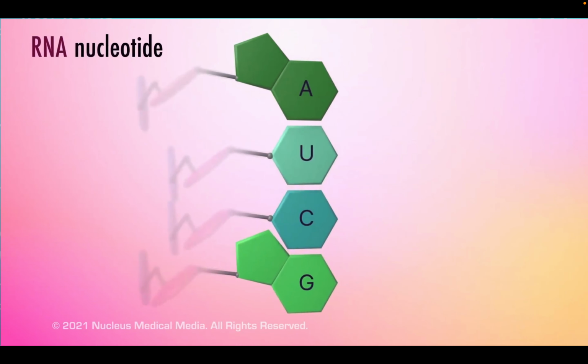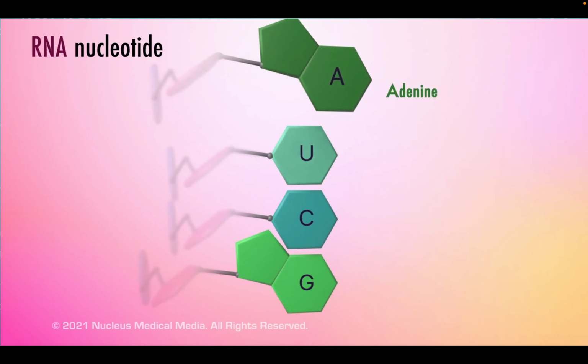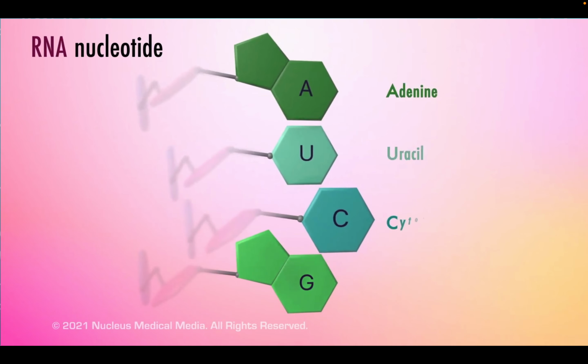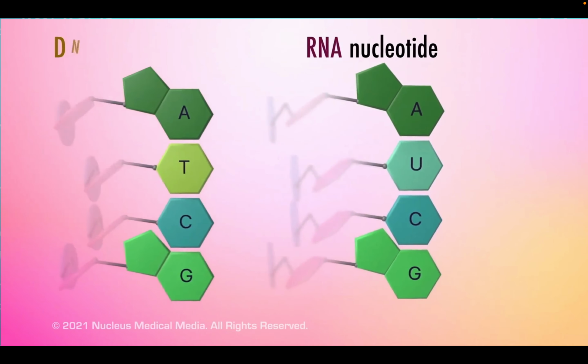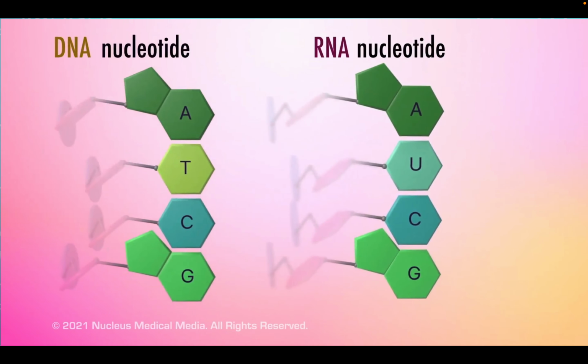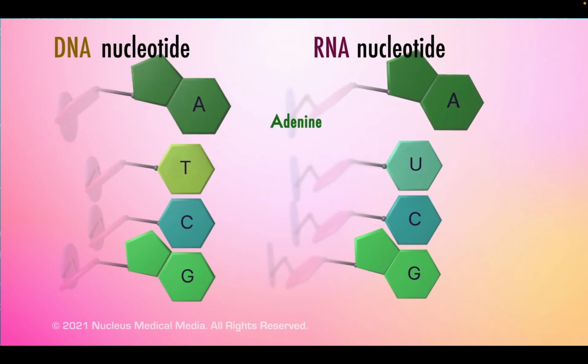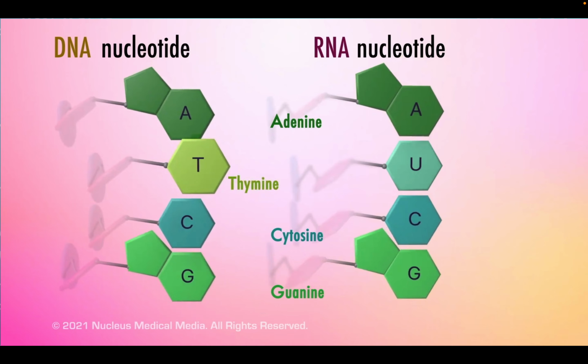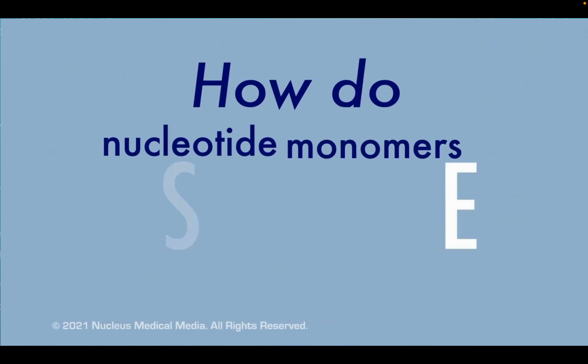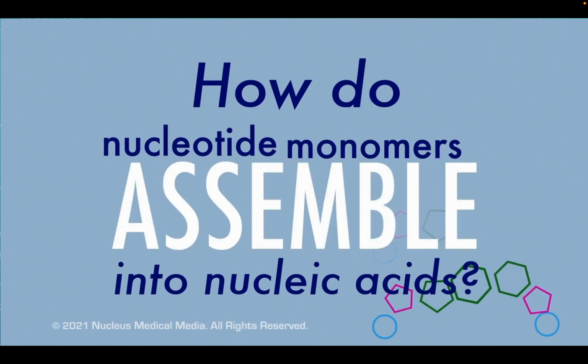Similarly, the nucleotides in RNA also contain one of four nitrogenous bases: adenine, uracil, cytosine, or guanine. They are abbreviated as A, U, C, and G. Notice that both DNA and RNA have adenine, cytosine, and guanine, but only DNA has thymine and only RNA has uracil. So, how do nucleotide monomers assemble into nucleic acids?